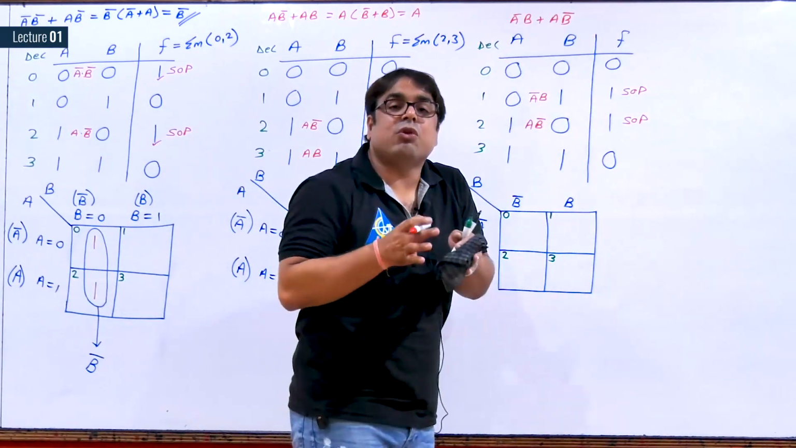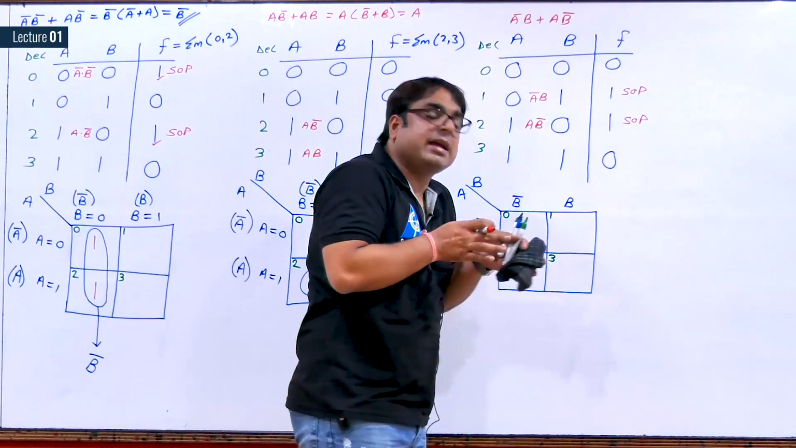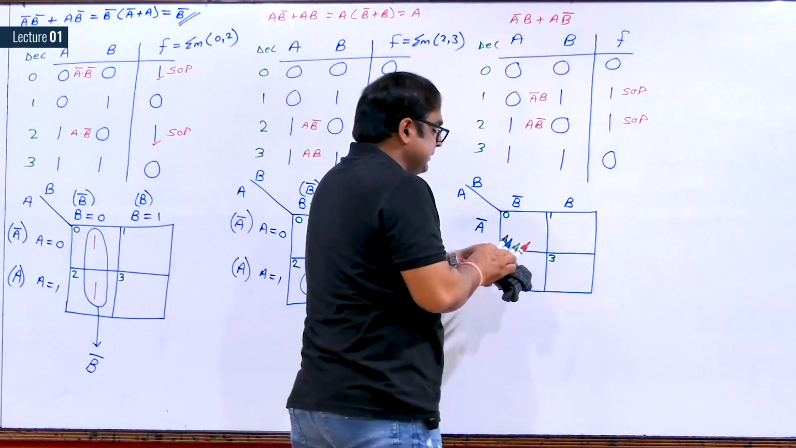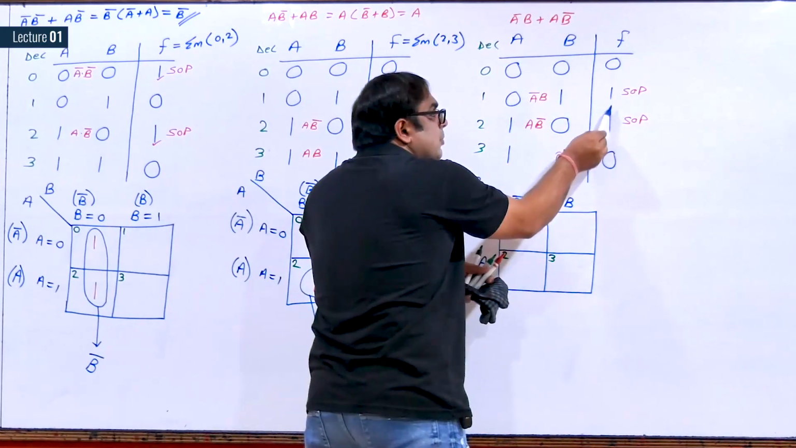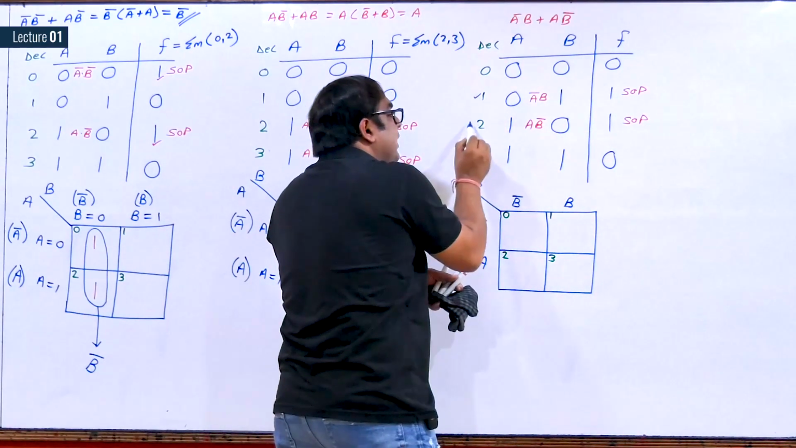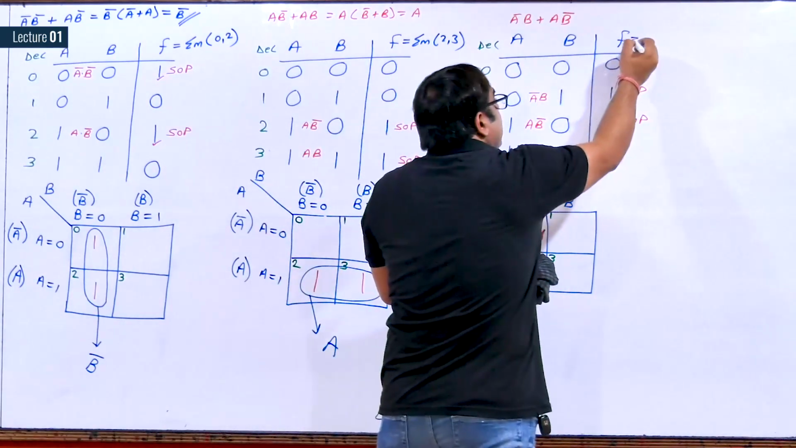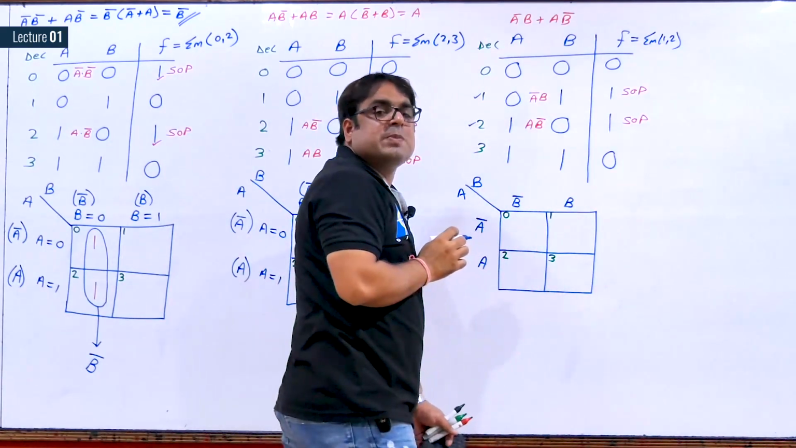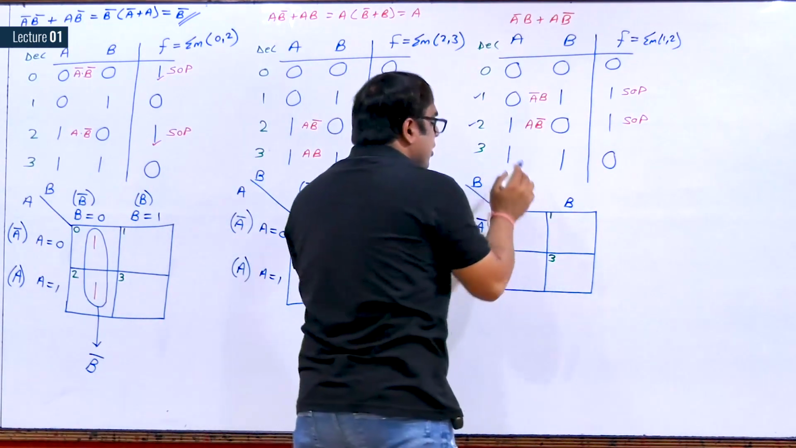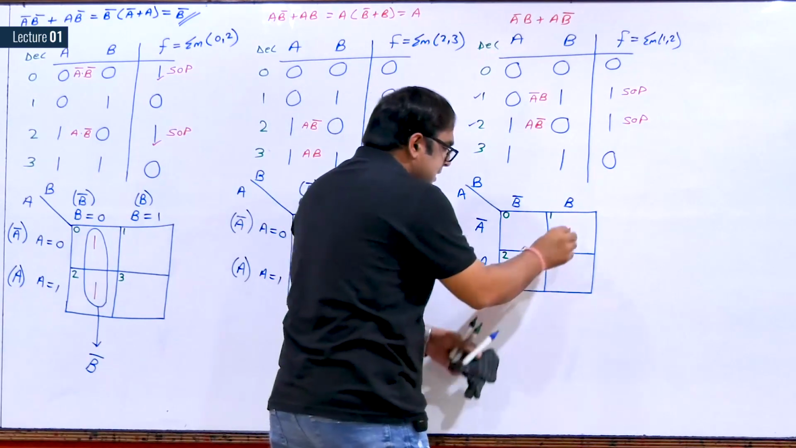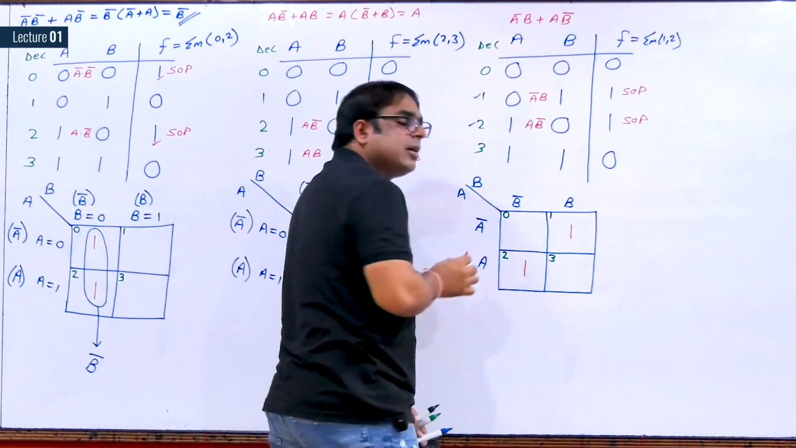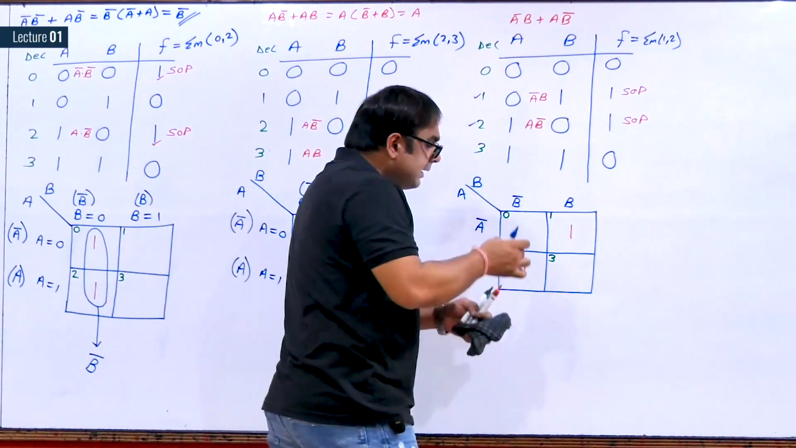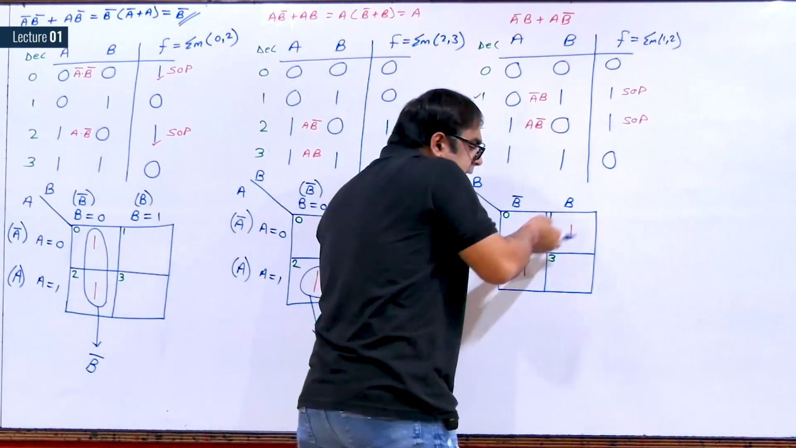Now let us see what exactly it will look like in the form of a K-map. What are the minterm numbers? The minterms are 1 and 2, so this function is minterms 1 and 2. This is minterm 1 and this is minterm 2. Now you see, it is diagonal.